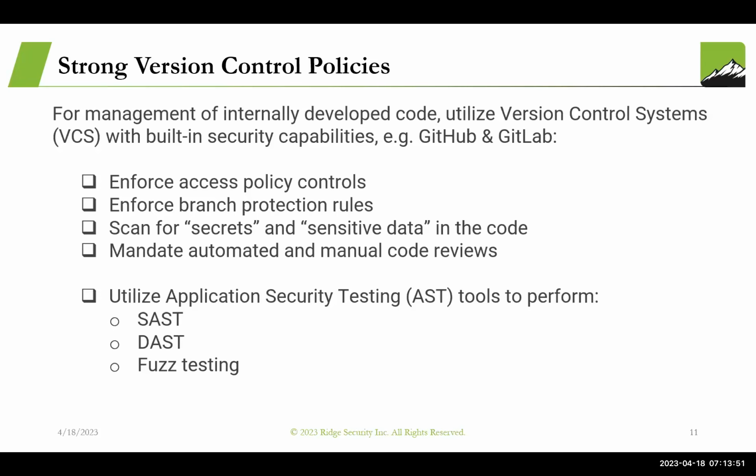For example, enforcing access policy controls, branch protection policies, etc. Next thing is to ensure that the code doesn't contain any sensitive data hard-coded. For example, you don't want passwords or API keys hard-coded in the code. There are secret repositories that can be utilized for this purpose. So the version control system should be used to scan for sensitive data, and these should be promptly removed from the code. Another recommended practice is to mandate code reviews, either automated code reviews or manual code reviews.